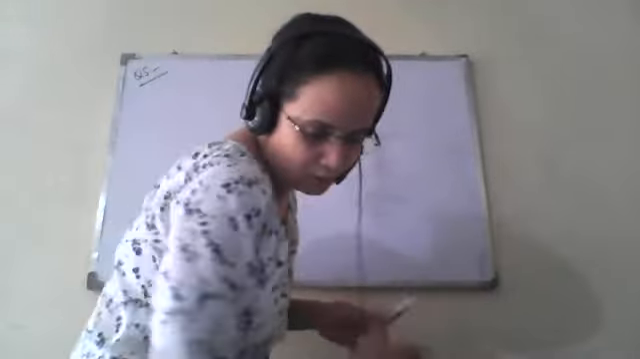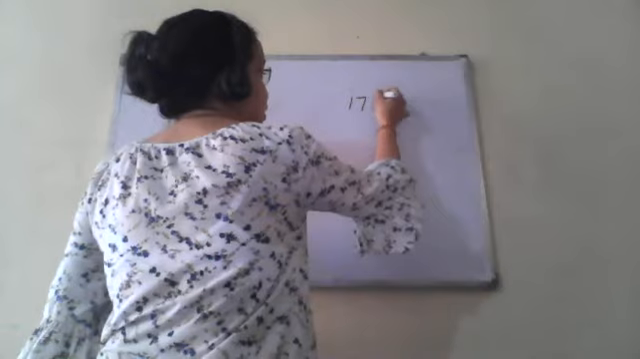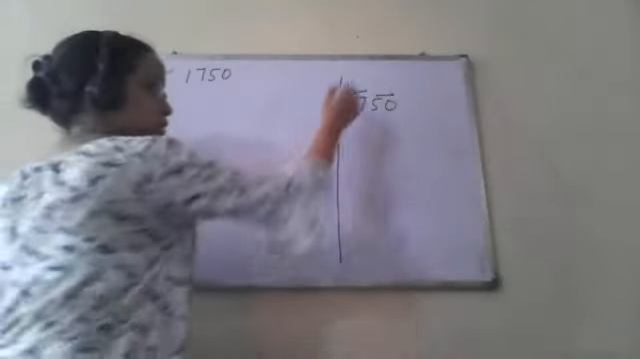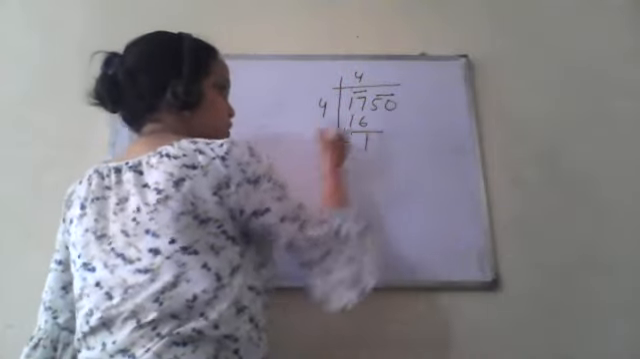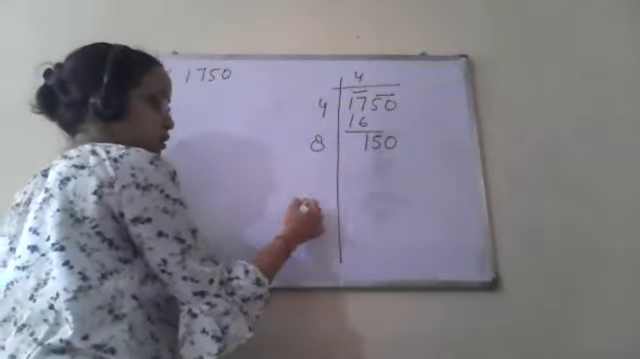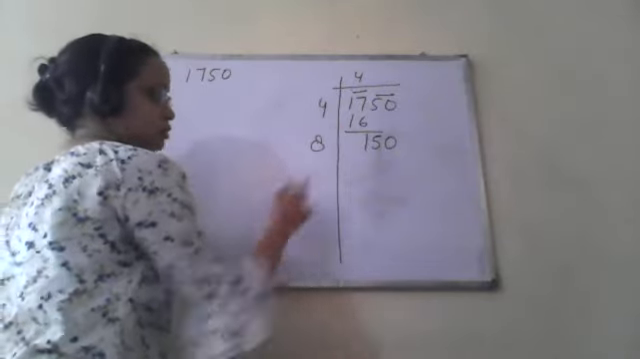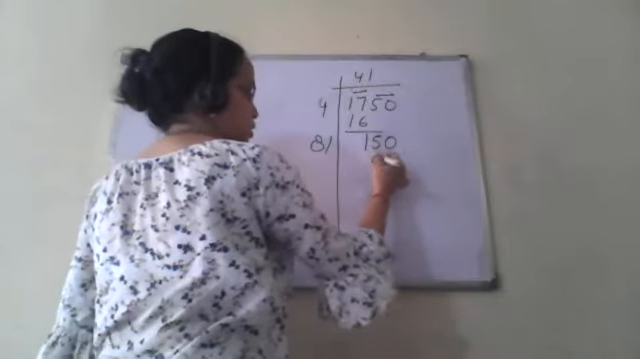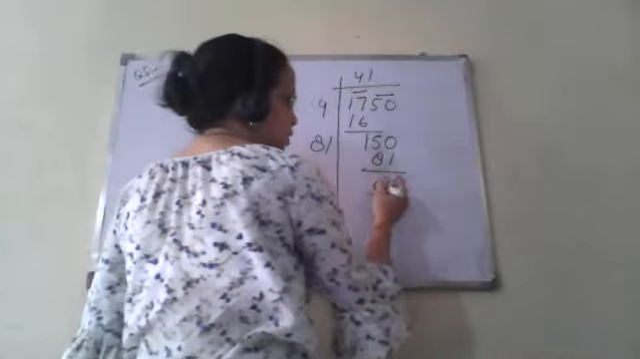Next question is 1750. Put the bars like in the normal division method. This is 4. The square of 4 is 16. Then this is 8, and 150. So it is 81, 8 times, because 82 will be too large. So we will write 81 and this is 9 and this is 8.